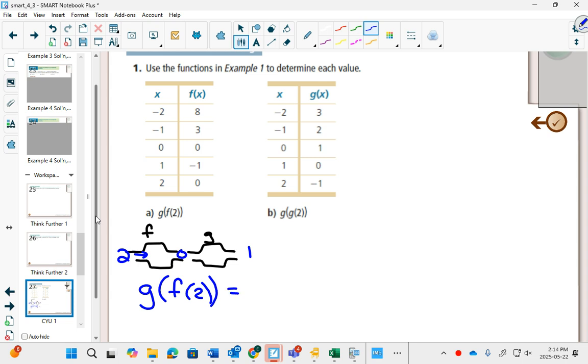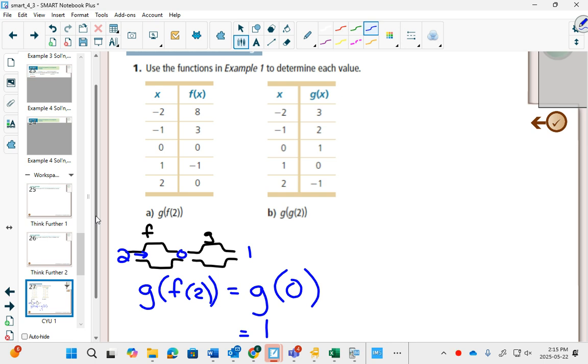You're going to say, I can figure out f of 2 from this chart. f of 2 is 0, so now I can replace the f of 2 with 0. And now I have g of 0, so I go to my chart for g, and if I plugged in 0, I would get 1. So this is how we could show that same work just with algebra.